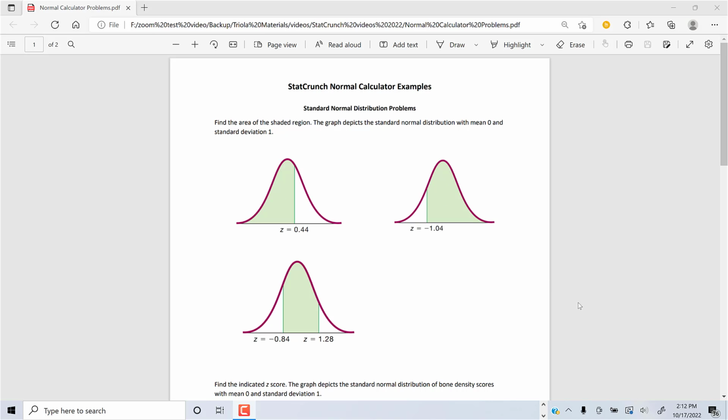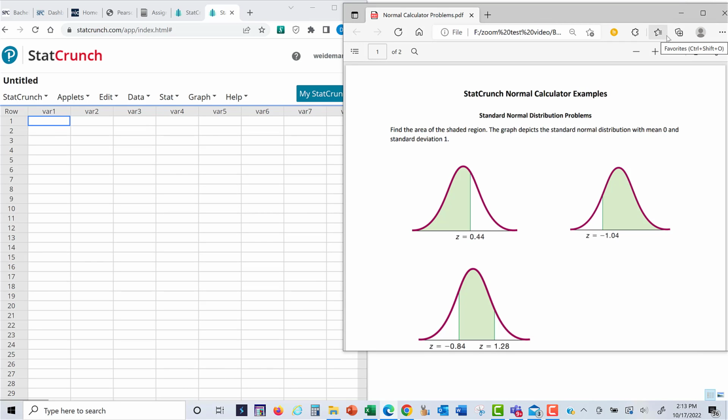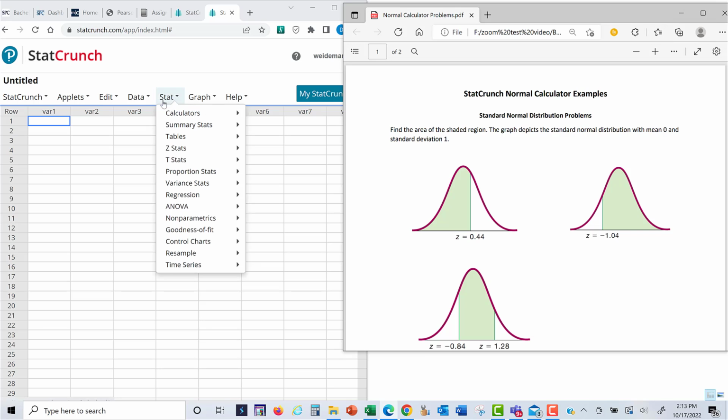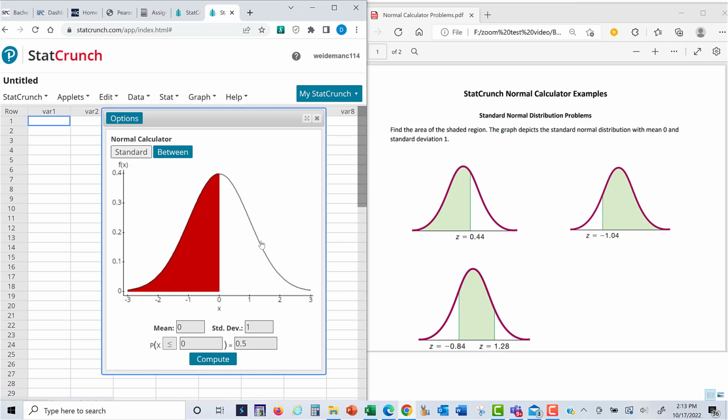So I need to get my tools. I'm going to go ahead and go over to StatCrunch, and I have a blank sheet here. And what I'm going to do is go to Stat, back to the calculators, and this time we're going to be using a normal calculator. Okay, so the first problem, I want to find the area to the left, and you notice there's a curve here, and it comes up initially as a standard normal when you pick this calculator with a mean of 0 and a standard deviation of 1, so I don't have to adjust anything here.